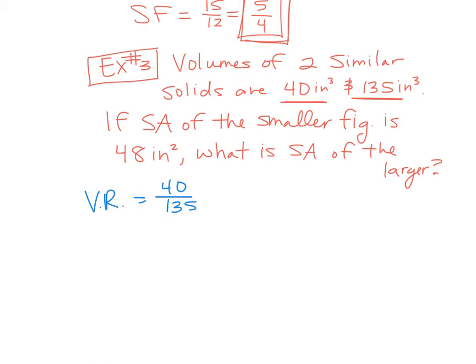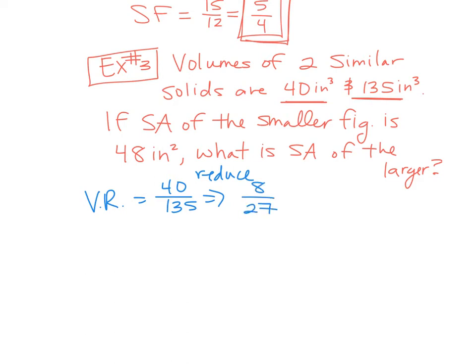Now, here's the deal. You don't have to reduce at this point if you're going to just plug everything in one shot. But I feel like most people don't do that. So what I would do, if I were you, is reduce your volume ratio. And then what happens is you'll get beautiful cubed numbers. Can anyone tell me what 40 over 135 reduced would be? 8 over 27. Yes, 8 over 27.